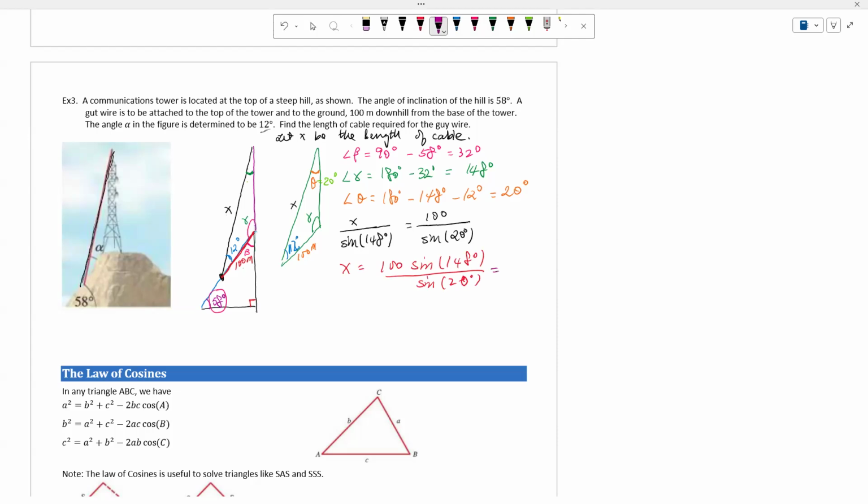And I found out that the answer that I have is 154.9380 meters. So in this case, we could answer this: the length of the cable is about 155 meters then.